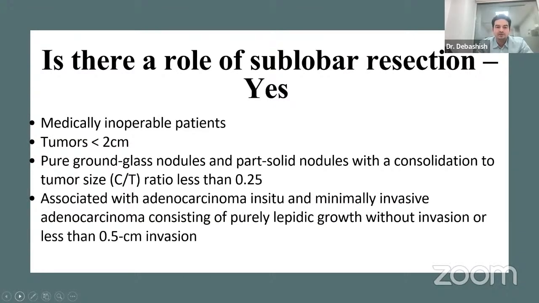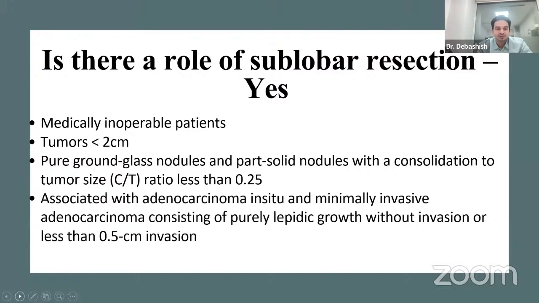So when we talk about something that is less than a lobectomy, what are the patient subgroups? Patients who are medically inoperable, then we should think about sublobar resections, or whether tumor size is less than 2 centimeter. Even in those situations, sublobar resection can be offered. Obviously, segmentectomy is challenging. Even a wedge resection is okay, but the margins of wedge should be at least 2 centimeters.